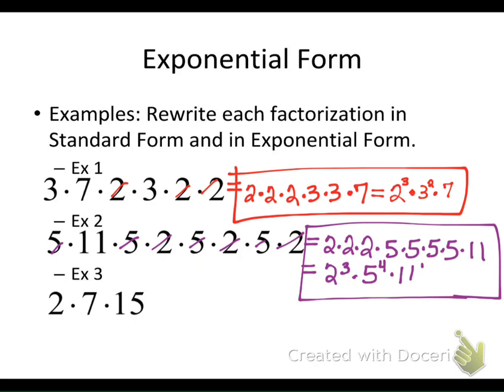Now, when you look at example number 3. 2, 7, 15. Okay, but there's a problem with this. You can only write prime factors in standard form and exponential form. I don't have all prime factors in example number 3. What number is not a prime number? 15. What are your factors of 15 going to be? 5 and 3. Yeah.